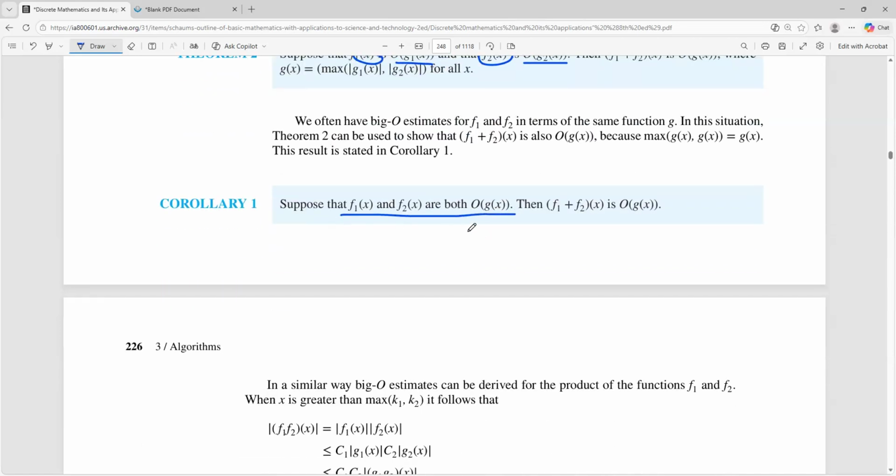Similar thing here. If both functions are big O of the same function g of x, then their sum is also big O of that function.